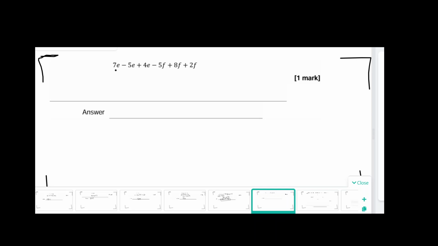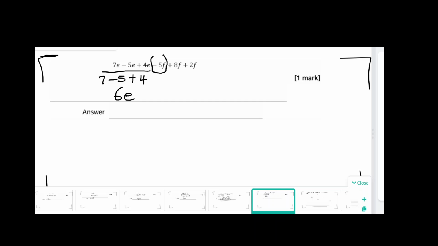So again, here we have terms that have e, and then there's one that has f. So we'll solve the e part first. On this side, we have 7 minus 5 plus 4. So 7 minus 5 is 2, plus 4 is 6. So we have 6e on that side.